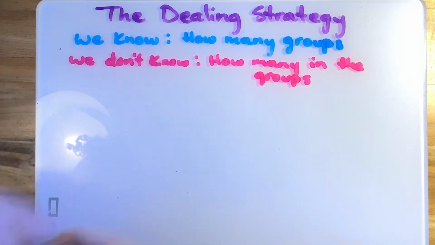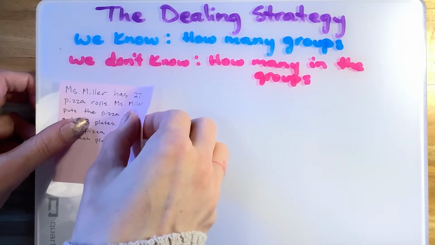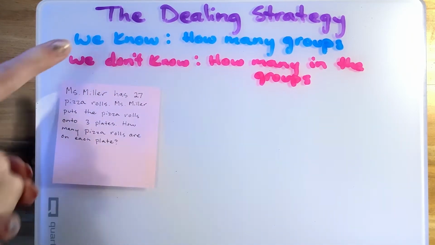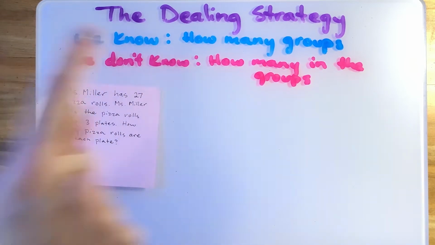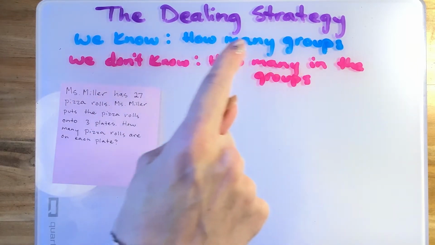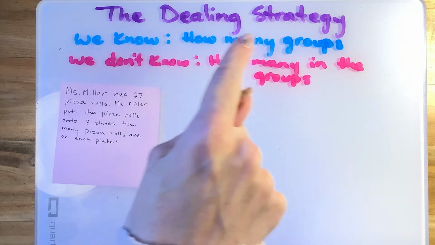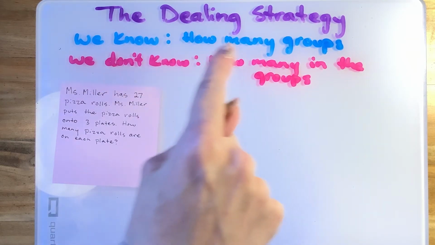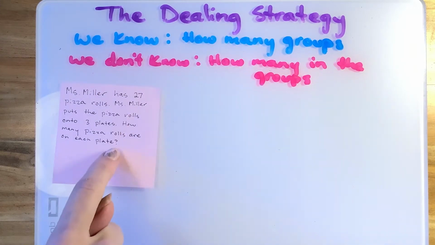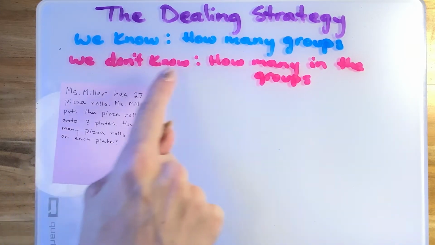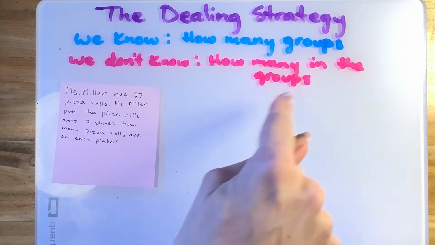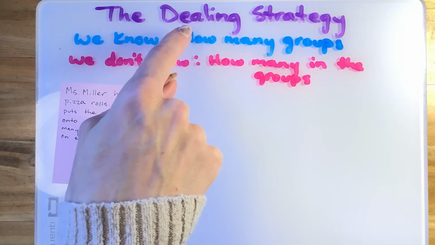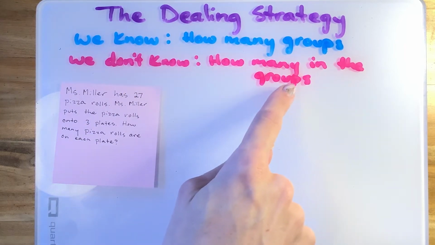So our story problem is right here. And the thing that we know about the dealing strategy, we know how many groups to make. That is when we're looking at a word problem, you can tell if it's a dealing strategy if we know how many groups there are in the problem. The thing that we don't know is how many are inside each group. So how many are in the groups? We know how many groups are. It doesn't tell us how many are inside the group.